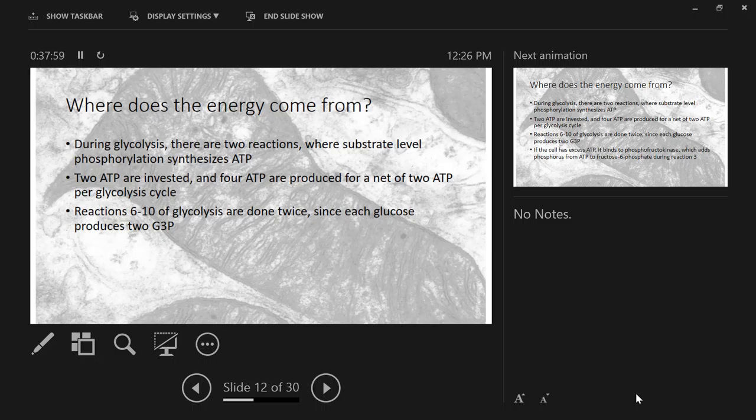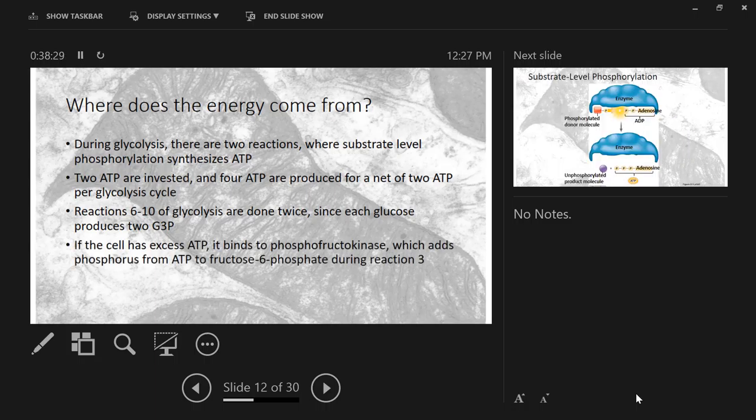And then in steps 6 through 10, we take two G3P and we generate what? Two pyruvate. So when we get to pyruvate oxidation and the Krebs cycle, they happen two times for every one glucose molecule, because you get two pyruvates for every one glucose molecule.